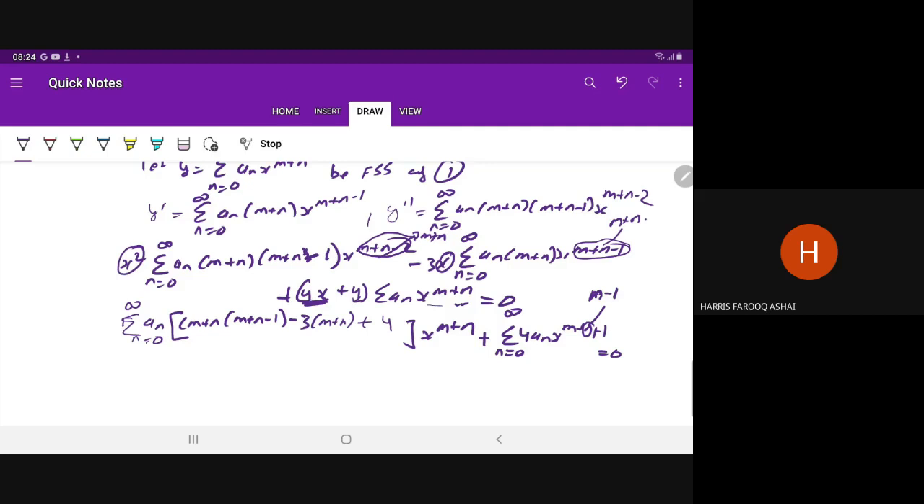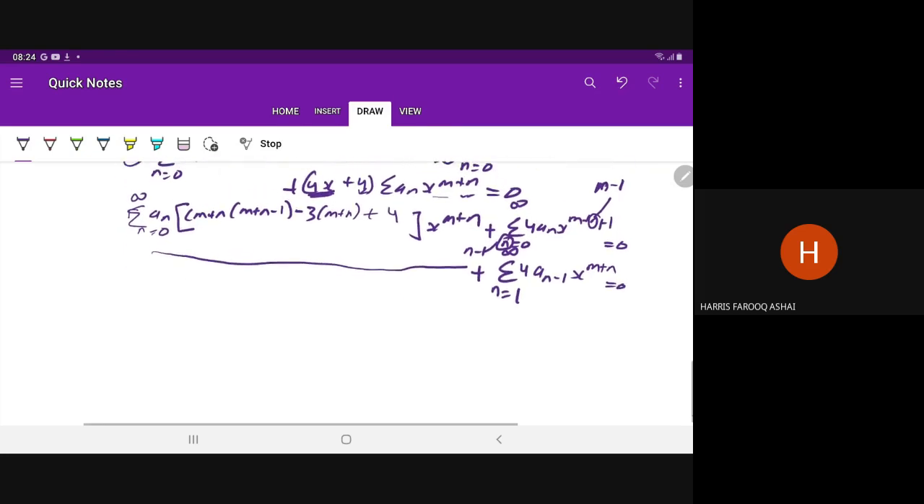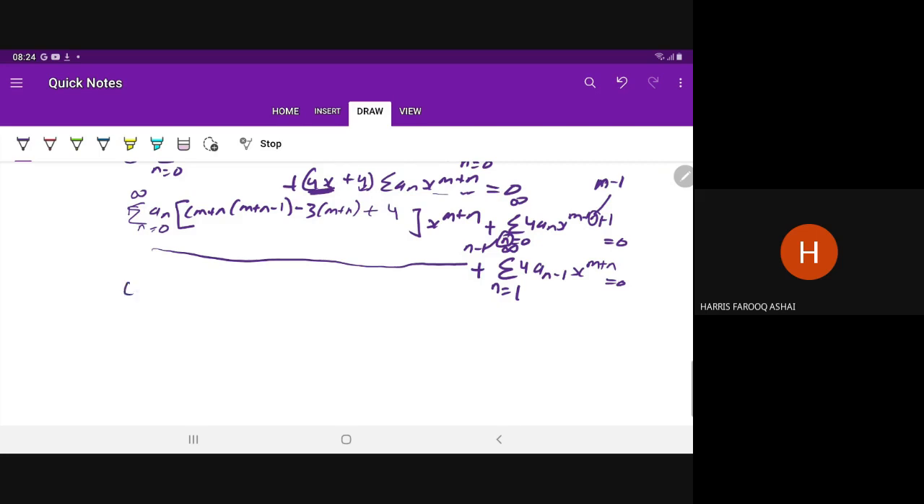When we substitute n minus 1 in this summation, it becomes the summation n is equal to 1 to infinity of 4 a_(n minus 1) x to the power m plus n is equal to 0. Now on comparing, compare the coefficient of x to the power m to 0.